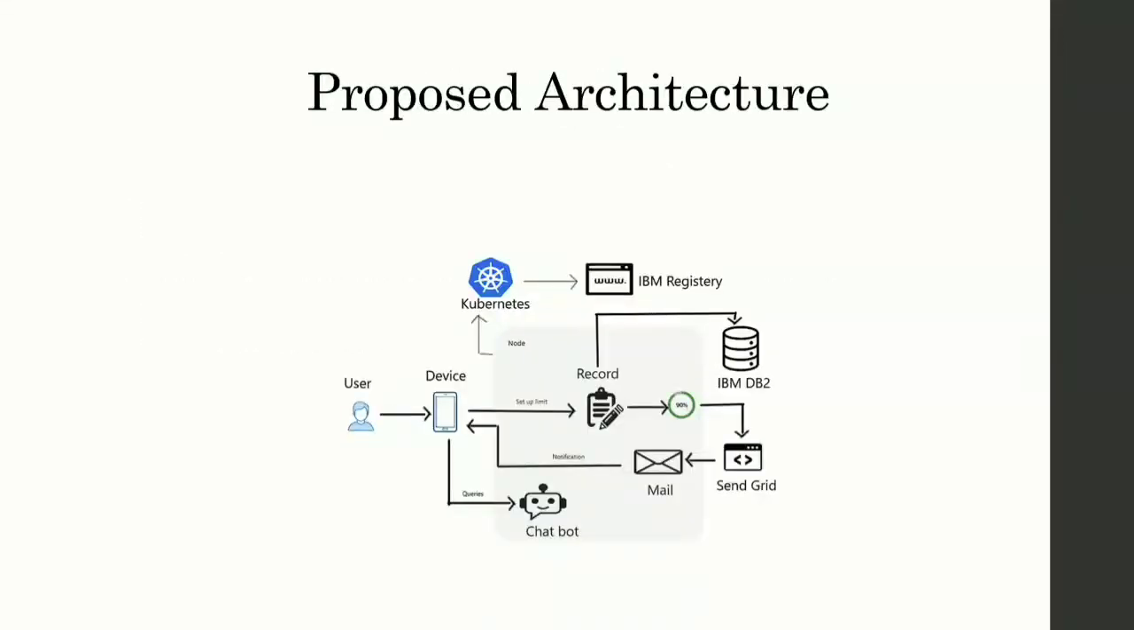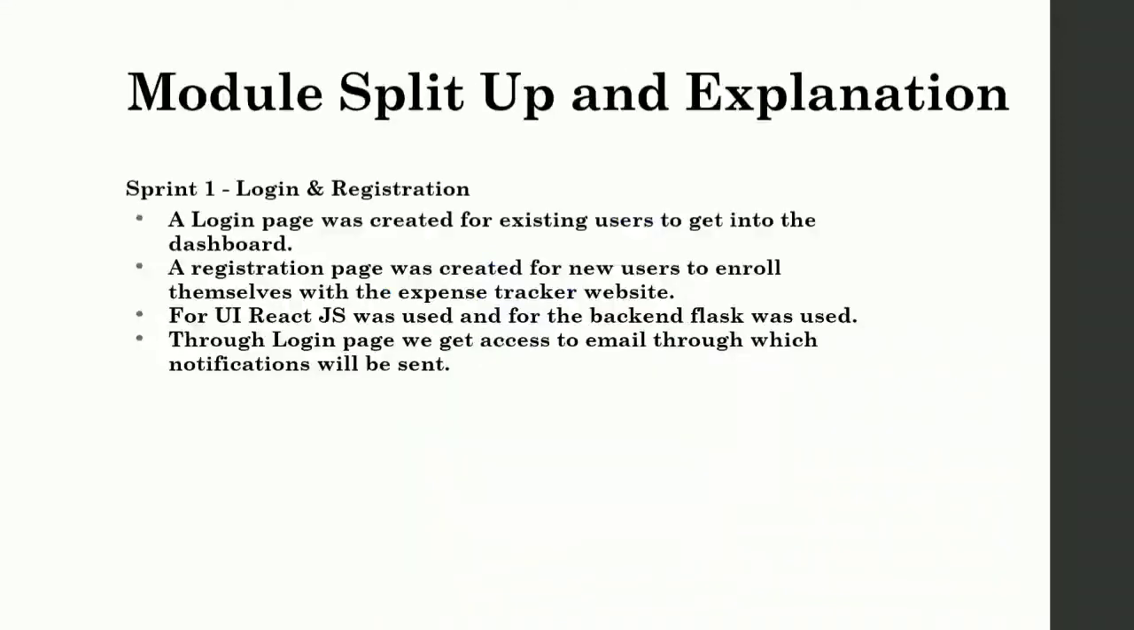This is the proposed architecture of our project. The user connects to the IP of the hosted IBM cloud, and it records their daily expenses and sends them to the IBM DB, which is created using Kubernetes and IBM registry. When the threshold is full, it sends an email using SendGrid to the mail, then to the device. We have added a chatbot also in this project.